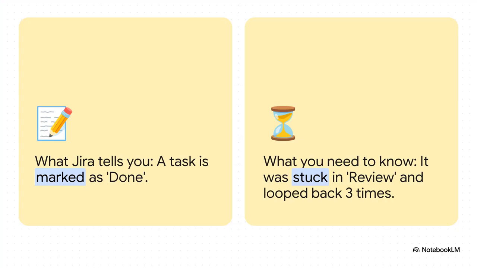And this right here, this is the perfect example of that visibility gap. Jira will happily tell you, hey, this task is done. Great. But what it doesn't tell you is the real story behind it. That this done task actually spent 10 agonizing days stuck in QA and got kicked back to the dev teams 3 different times. That's the information you actually need.